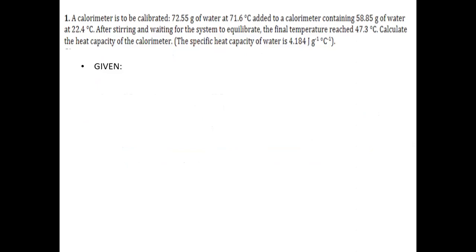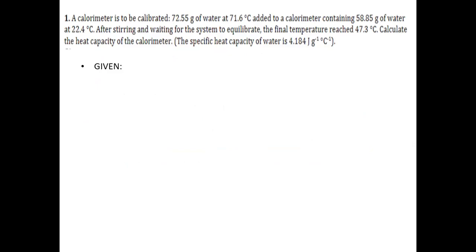A calorimeter is to be calibrated. 72.55 grams of water at 71.6 degrees Celsius is added to a calorimeter containing 58.85 grams of water at 22.4 degrees Celsius. After stirring and waiting for the system to equilibrate, the final temperature reached is 47.3 degrees Celsius. Now we're going to calculate the heat capacity of the calorimeter. So how are you going to do that?